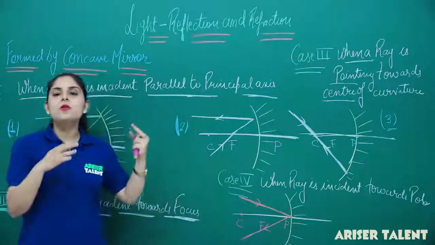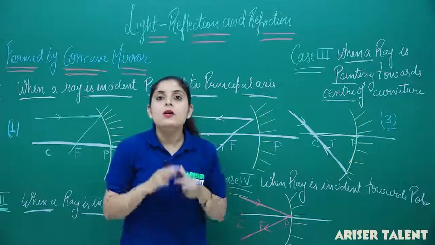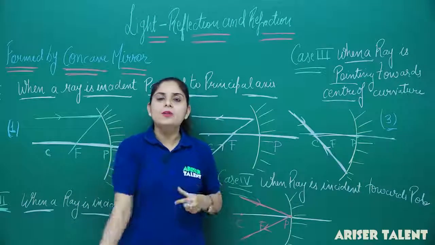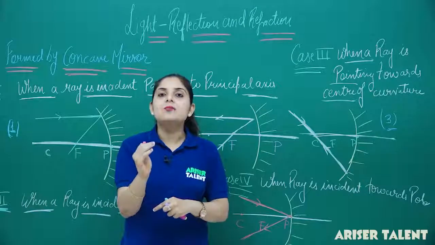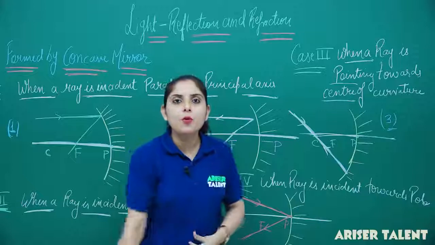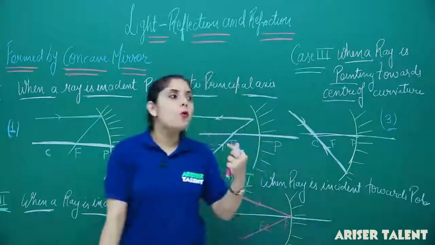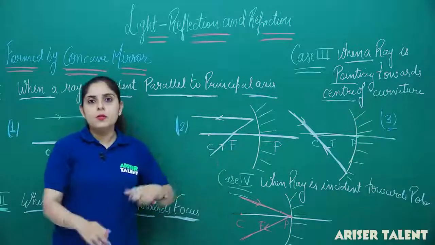So, these are the 4 cases we have seen regarding the concave mirror. Firstly, when a ray is coming parallel to the principal axis, when a ray is pointing towards the focus, when a ray is pointing towards the pole, and when a light ray is incident towards the center of curvature. So, we have the 4 cases in the case of the concave mirror.